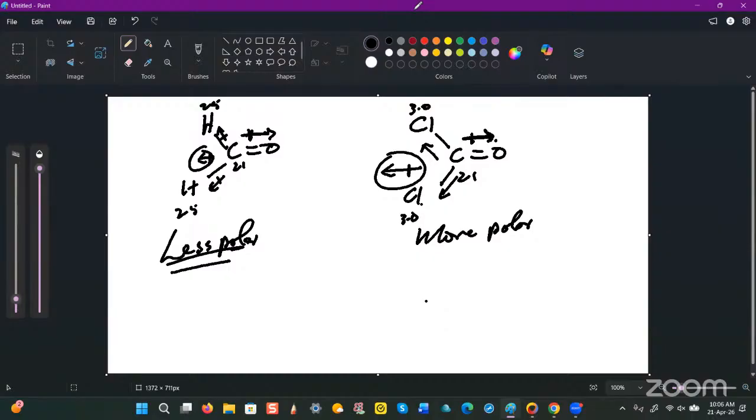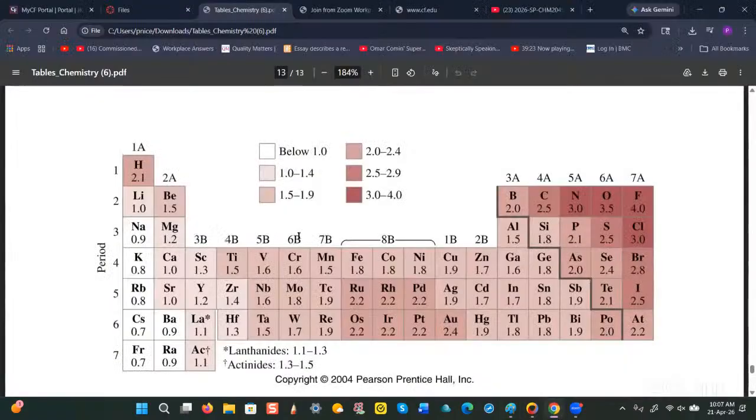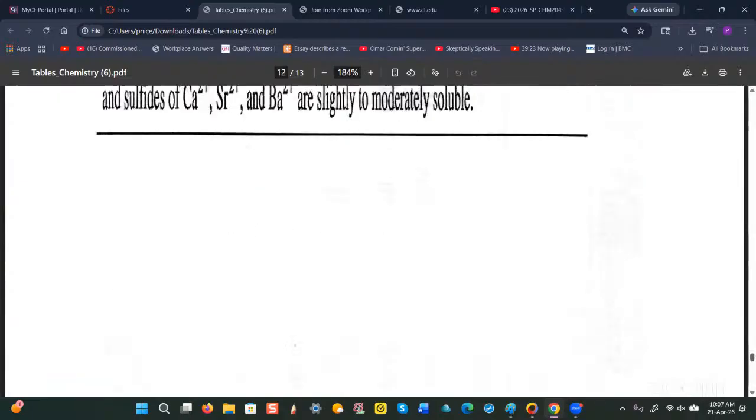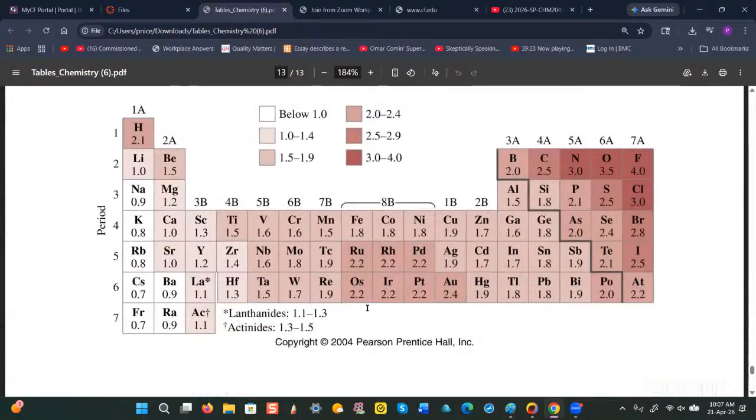On the table that shows the bonds, is that the value that you're comparing? You're talking about the electronegativity values. Yeah, that's the table that is posted in Canvas that you'll have access to. I think it's the last page, if I'm not mistaken. Hold on, let me check it. Yeah, it's the last page. Okay, all right.